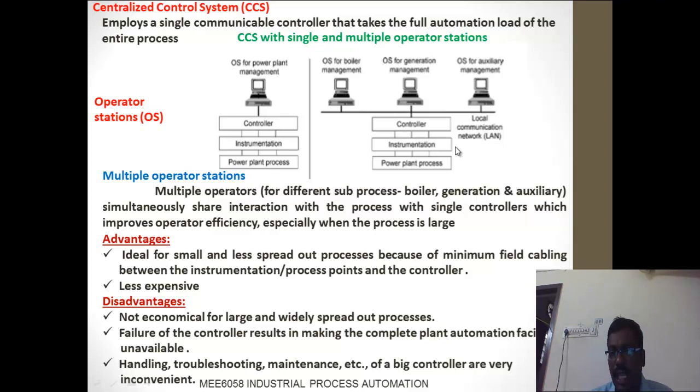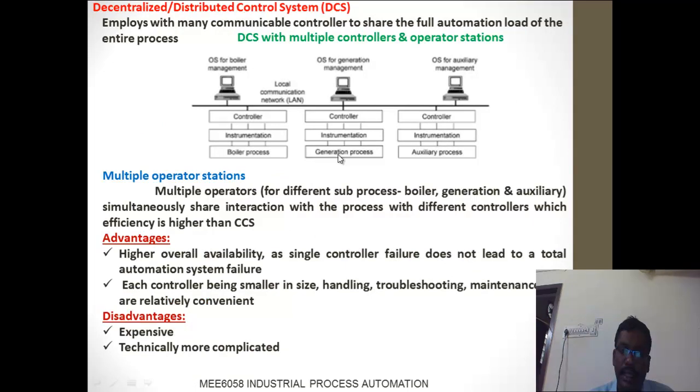So the response time will be somewhat slow. Even if the response time is good, if any problem occurs in the controller, it's very difficult to monitor the process. But here, we depute each and every controller for each and every process. For example, if you take a boiler process, generation process, accelerator process, we depute a single controller for each separate process, to monitor what's happening in the corresponding process with the help of the operating systems. So here the response time is very high compared to the centralized control systems, and if any troubleshooting or problem is happening, we can shut down the corresponding system and monitor the remaining systems. It's very easy to control the huge process of the system.